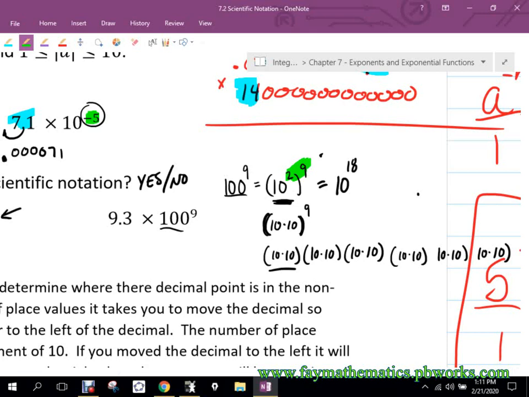9 times 2. I essentially multiply those two exponents, and that'll be a rule that we learn later in the week, I guess early next week. So this would be 9.3. We just said 100 to the ninth is the same thing as 10 to the 18th. Okay. So that number, let's just talk about 10 to the 18th.